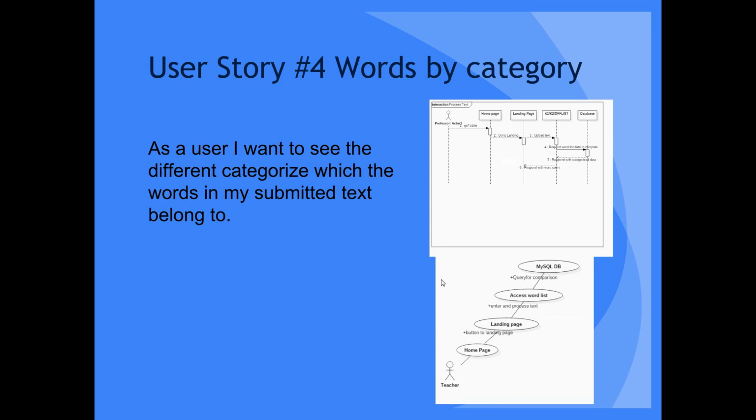And then this is categorizing it. Categorizing all input, we see that we go to our landing page, we access our word lists, and when we're in the system, we're able to enter and process text, and the database is queried as a result.